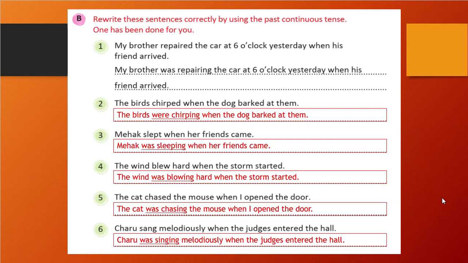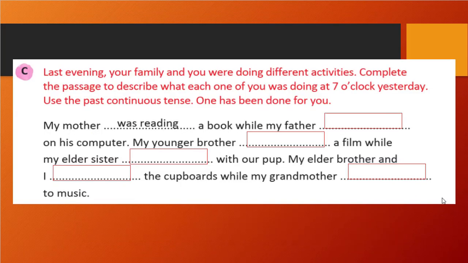Let's see further what it is. See, last evening your family and you were doing different activities. Complete the passage to describe what each of you was doing at 7 o'clock yesterday. Use the past continuous tense. So, this exercise we need to do as what we were doing in the past, right? At 7 o'clock at your home, what your family was doing, that you need to write. But I will show you the answer, what to write. If you get another idea, you can write that also.